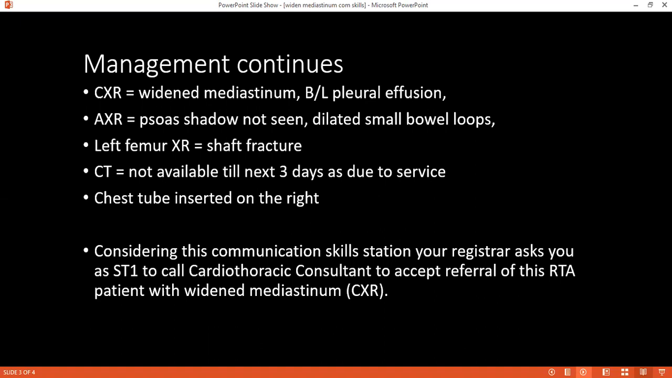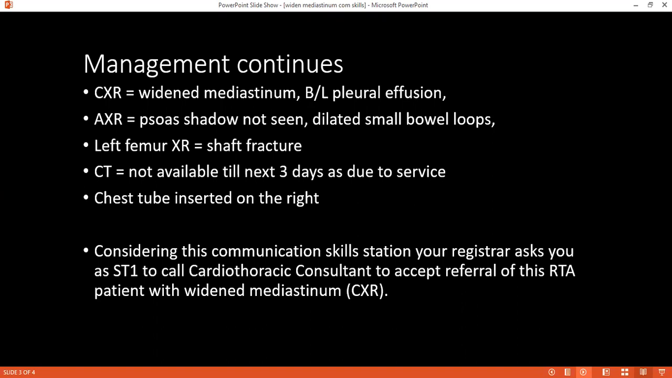Okay. So is there any abdominal issue for this patient? Yes, we did an abdominal X-ray. It showed that he has an absent psoas shadow. Okay. So does he need any surgery for this? Yes, as this may indicate he has intra-abdominal fluid collections, maybe intra-abdominal bleeding. So yes, he might need a laparotomy.